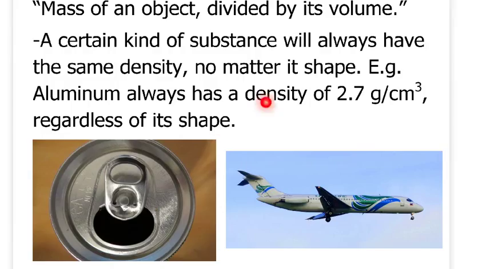It's a property of aluminum that is its density. So how could you find that out? Well, we'll talk about that in just a minute. Actually, that's our next slide.